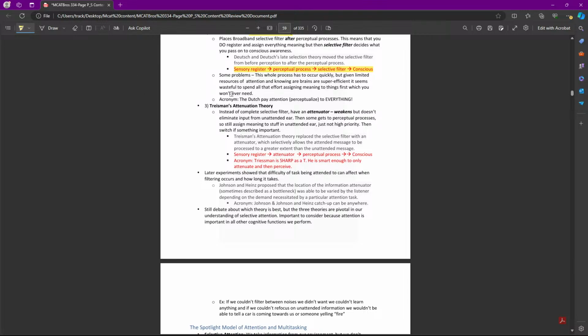And then we have the Treisman attenuation theory. Instead of completely selective filtering, you have an attenuator that weakens but doesn't eliminate input from the unintended ear. Then some gets to the perceptual process, so it still assigns meaning to stuff in the unintended ear, just not high priority. Then you can switch to something important. So the Treisman attenuation theory replaces the selective filter with an attenuator. It selectively allows the intended message to be processed to a greater extent than the unattended. So we have a sensory register, attenuator, perceptual process, and conscious.